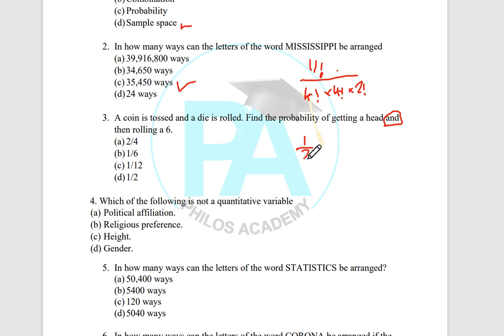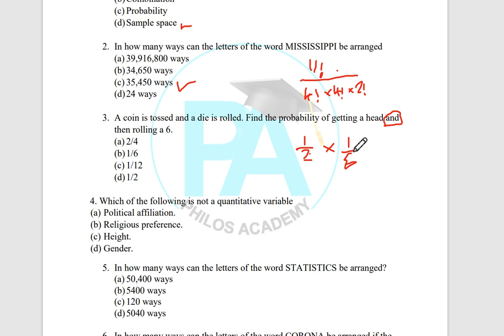2. Isn't it? Then, it says "and", which means what? Multiplication, so times. What's the probability of getting a 6? There is only one 6 in a die, one die. So since there is only one 6, we say 1 divided by what? How many possible outcomes are in a die? 6, right? So 1 divided by 6.